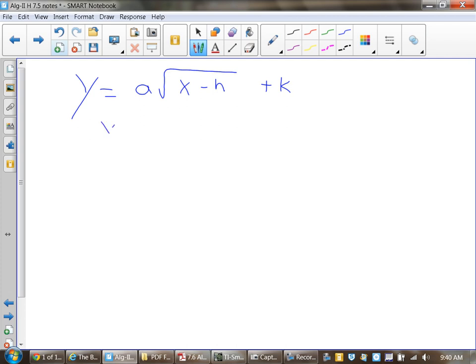So if I have the equation y equals 2 square root of x minus 1 plus 4, what is your value of h? Is it 1 or is it negative 1? It's 1, very good. So this means that my a value is 2, my h value is 1, and my k value is 4.